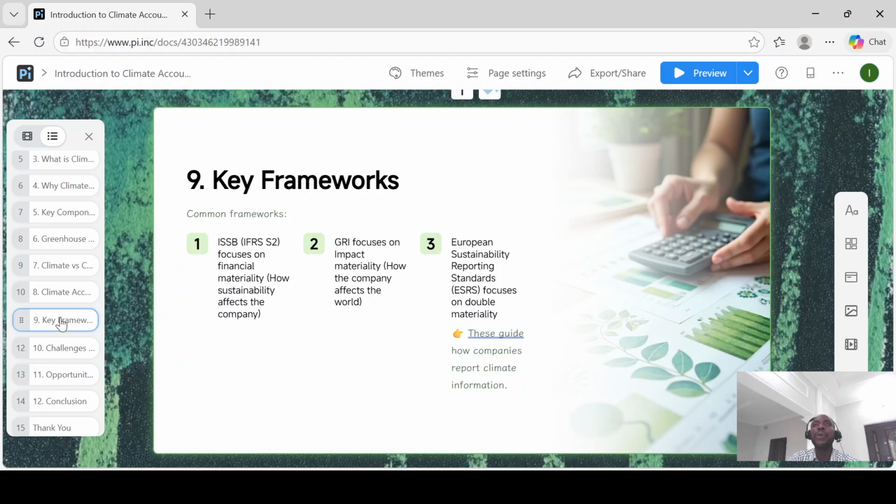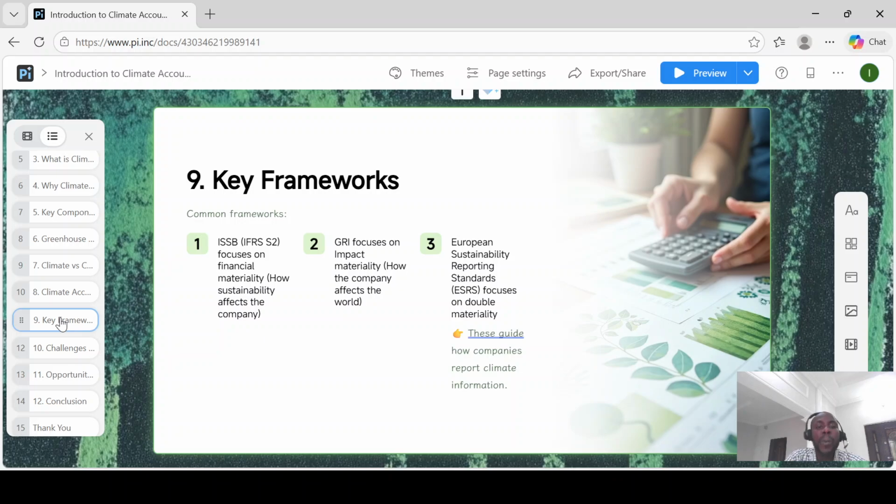So what are the key frameworks that actually guide our climate disclosures? We have the International Sustainability Standards Board, which has the International Financial Reporting Standard S2, which specifically deals with climate risk. It focuses on financial materiality. What do we mean by financial materiality? It means how sustainability, or climate change, affects the company. So it looks at the outside-in approach. How does climate change affect our business and ventures?